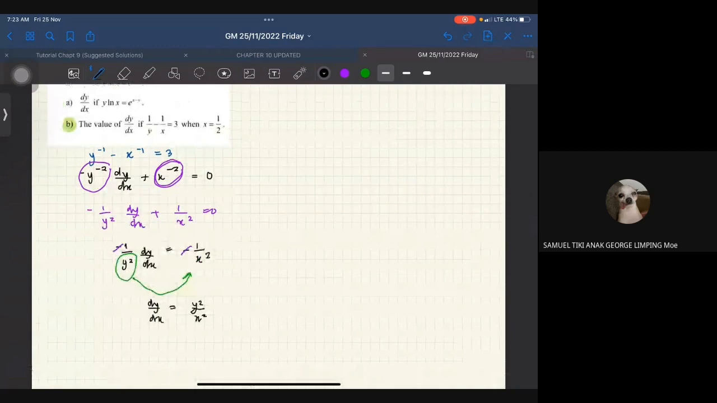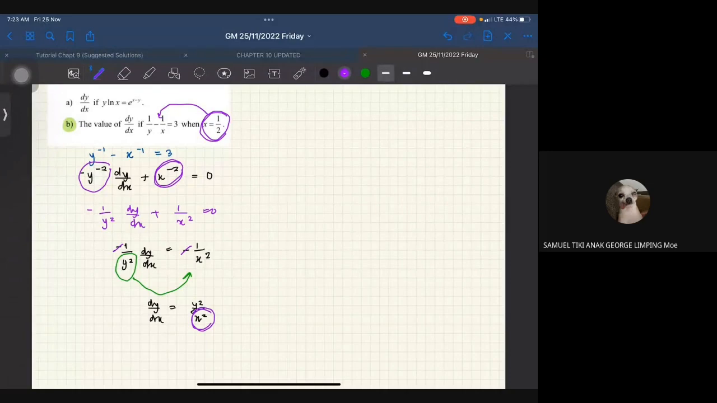Tapi tak siap lagi. Sebab soalan minta kita find the value. So awak kena masukkan x equals to 1/2. Masuk kat dalam. Okay, tapi awak tak tahu nilai y. So macam mana nak cari y? Masuk dulu y dekat sini. Cari dulu y. Okay, so daripada sini saya atas sendirilah. Saya nak awak sama sendiri.